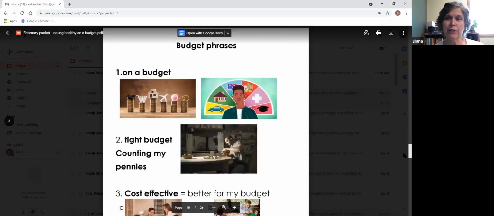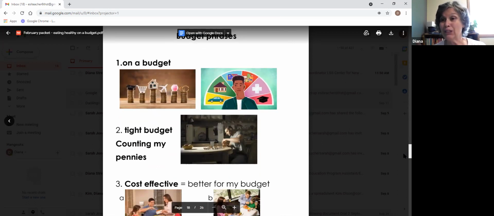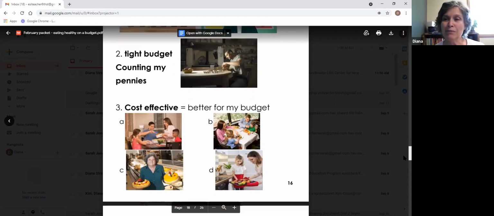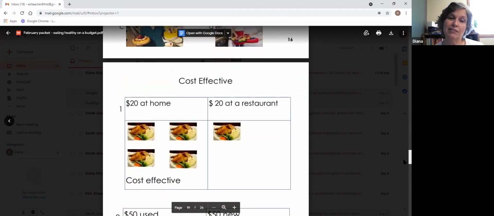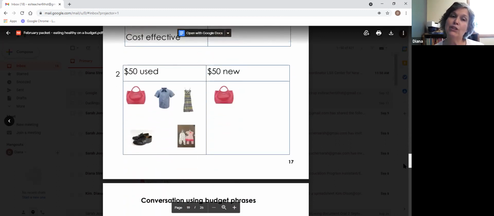Then we talked about some budget phrases they might hear. I'm on a budget. I can't afford that. I'm on a budget. Or I'm counting my pennies. But thanks to my coworker, Rihoko, she thought about cost effective. And so she brought this to the packet, which my students really liked as well. And then we had a little bit of practice. What's cost effective? If I have $20, cooking at home or eating in the restaurant, right? Buying used or buying brand new. Right?